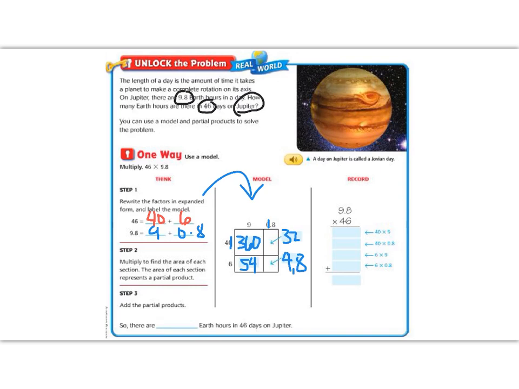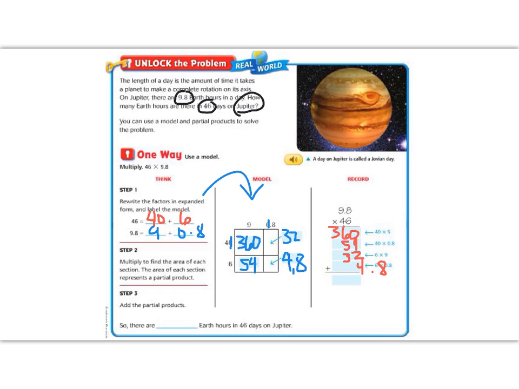Now I'm going to take all those numbers and line them up and add them together. So my first one was 360. My next one was 54. Then I had 32, and lastly I had 4.8, and that got off my lines a little bit. You should keep yours a little bit neater if you can.